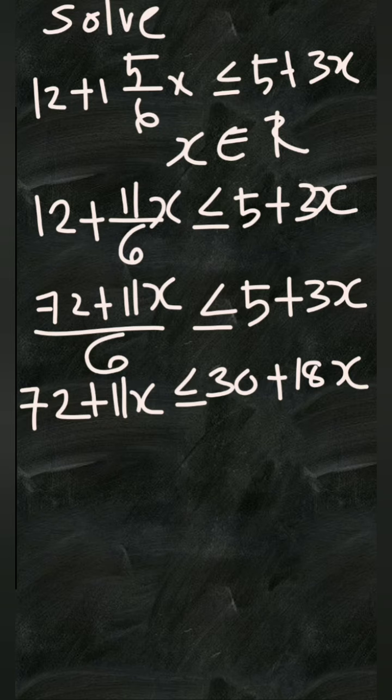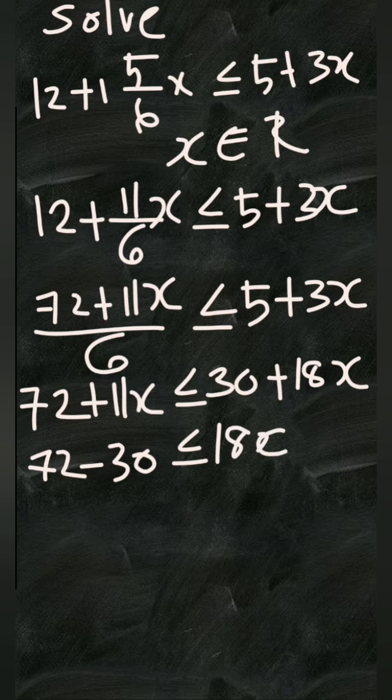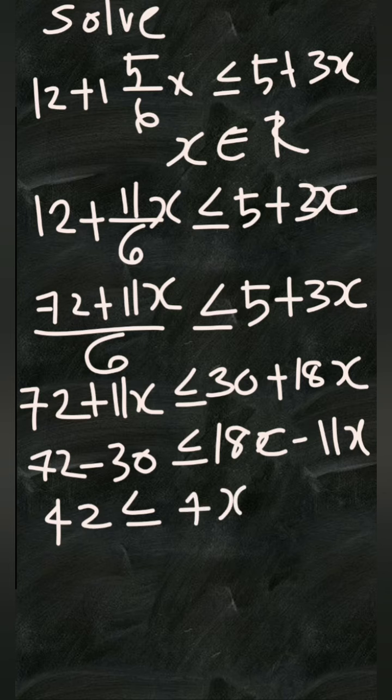So that will be the next step. That is 72 minus 30 is less than or equal to 18x minus 11x. Now 72 minus 30 is 42, that is less than or equal to 18x minus 11x, which is 7x. Now we got the linear inequation 42 less than or equal to 7x, and I have told you that I have to isolate the variable on one side.